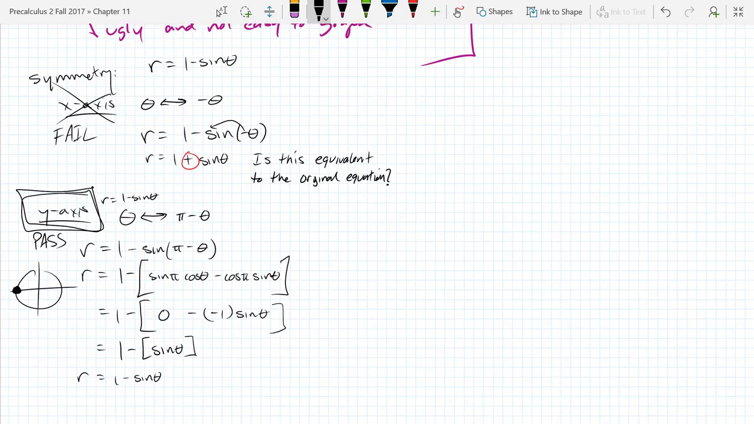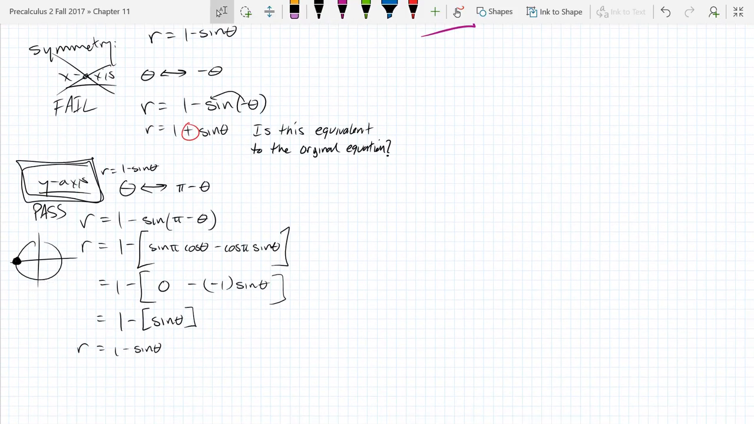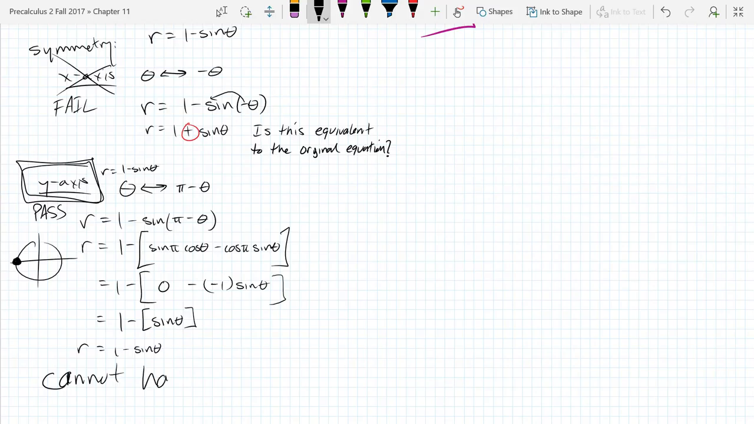So I like to put a box or a circle around the ones I pass and cross out the ones that I fail. So it's real easy when I look back at my work. I crossed out x-axis, y-axis has a box around it. Now remember, symmetry, you can't have two. You either go 0, 1, or all three.